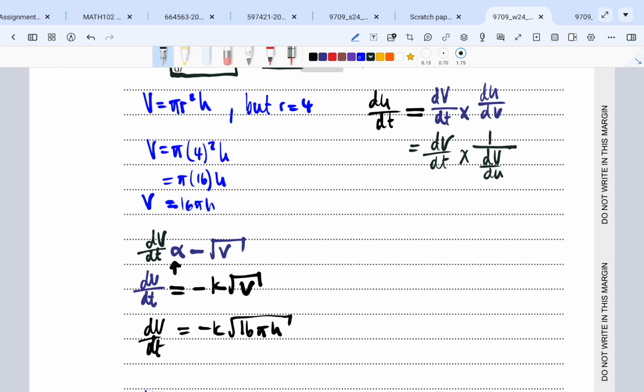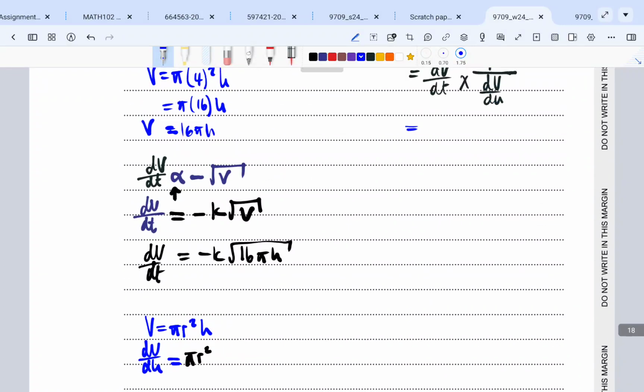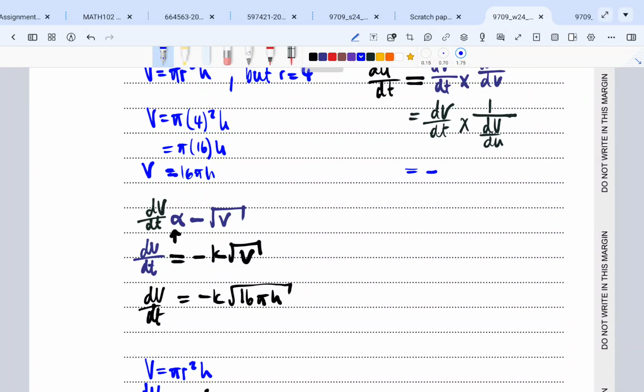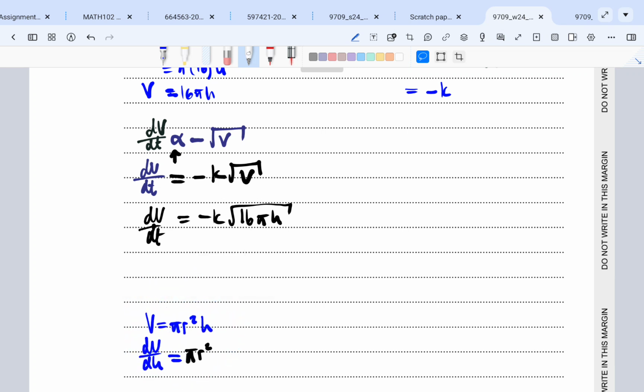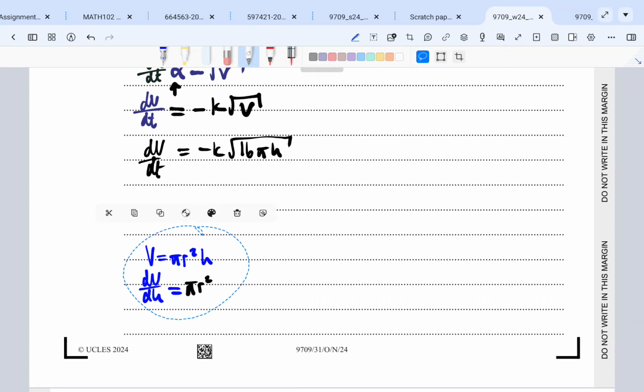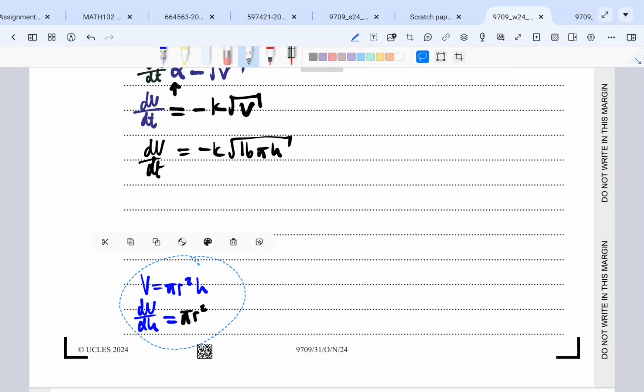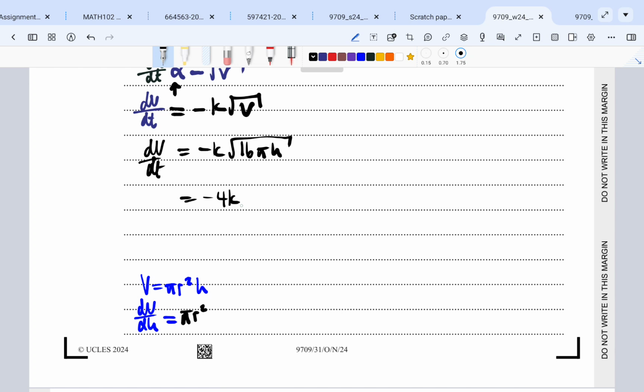Okay, now let's put that in. So this is going to be equal to, what is dv/dt? dv/dt is negative k by, what is this? We can simplify this. Let's simplify this root 16. Root 16 pi h, we can take the root of 16 out. It is a 4. So it's going to be negative 4k root of pi h.